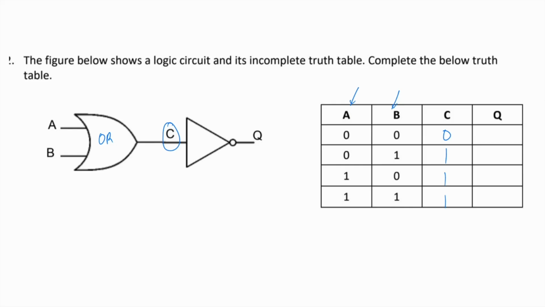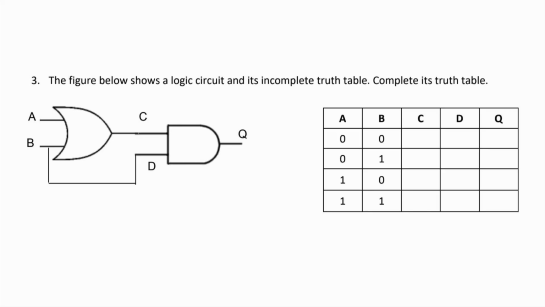But remember, that's going to be the output right here. Then it needs to go through a NOT gate to get to Q, which is our output right here. So whatever signal is at C is going to go through a NOT gate, and it's going to get reversed. So our output's ultimately going to be 1, 0, 0, 0. This also makes sense because you can see this is actually really a NOR gate.